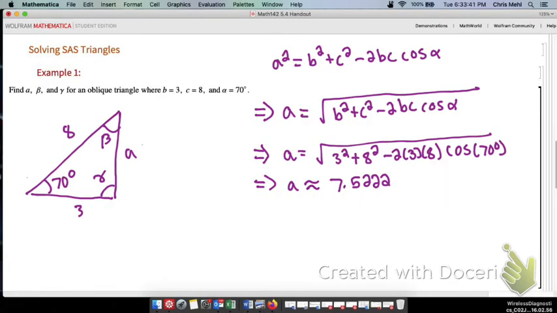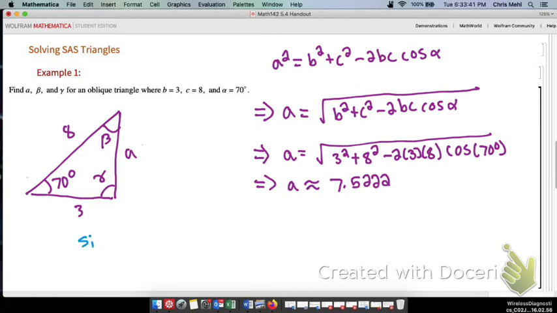Okay, so in that case, since the side that's opposite beta is 3 and the side opposite gamma is 8, that means beta has to be the smaller of the 2 angles remaining. So let's find beta first. So we're going to use law of sines.